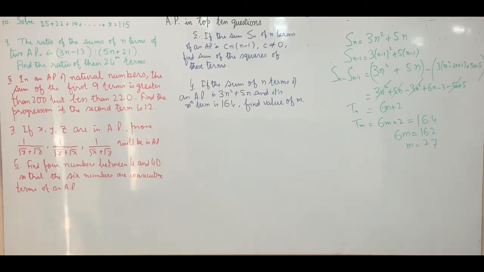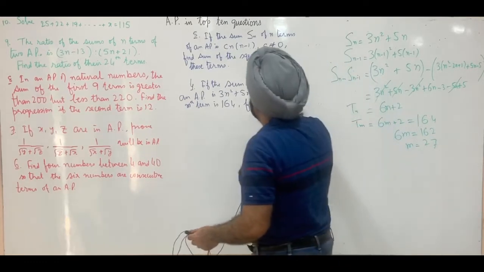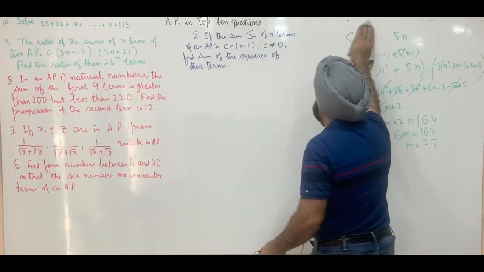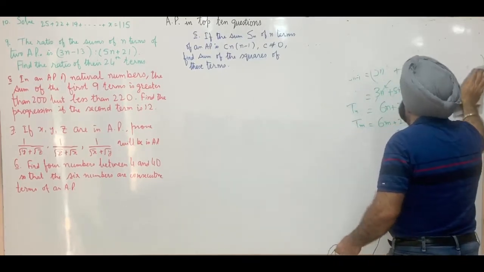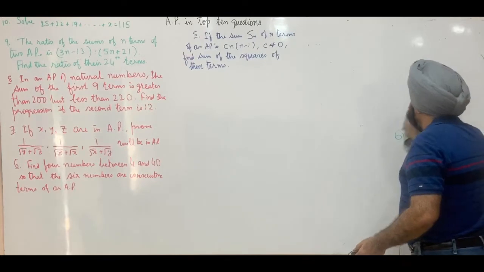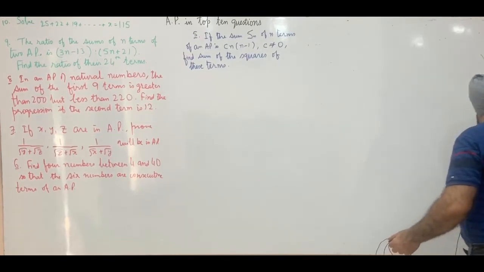Next one, fifth question. We are given sum of n terms of an AP is Cn into (n minus 1). C is given not equal to 0. We have to find out sum of squares of these numbers.